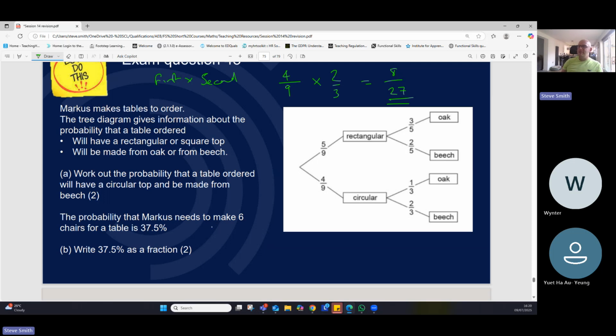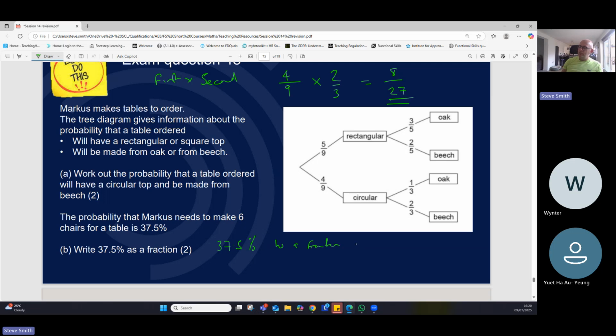And the probability that Marcus needs to make 6 chairs for a table is 37.5%. That's a random question, isn't it? It's nothing to do with probability as such. It's asking you to convert 37.5% to a fraction. Simple as that.